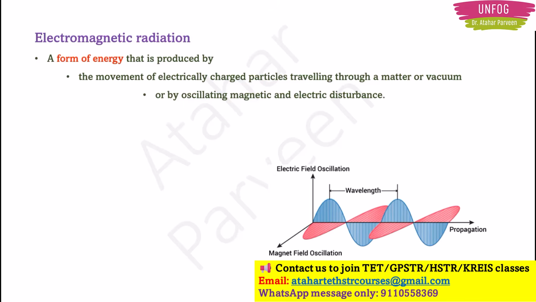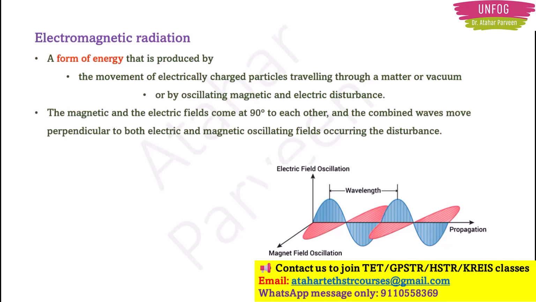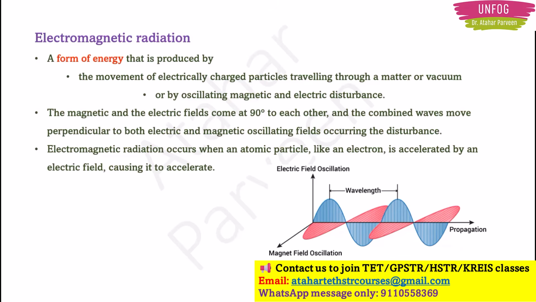You can see this picture. This is the best picture which portrays electromagnetic radiation. Here you can see that there are two types of disturbances. One is the electric field, the other is the magnetic field. Now these magnetic and electric fields come at 90 degrees to each other. They combine together, they move together, but they are perpendicular to each other. Now how does this electromagnetic radiation occur? It occurs when an atomic particle like an electron is accelerated by an electric field. That's what I told you, right? If it jumps from one orbit to another, then it gives you electromagnetic radiation.